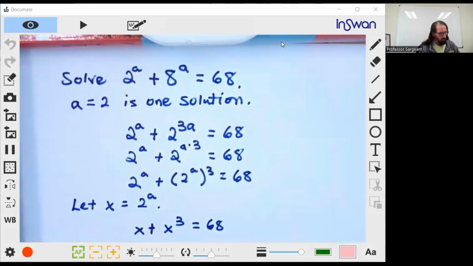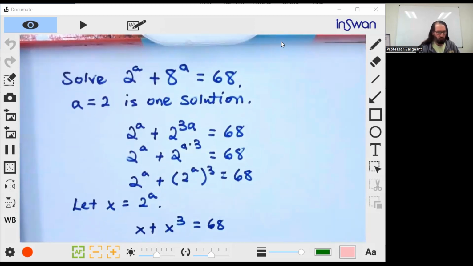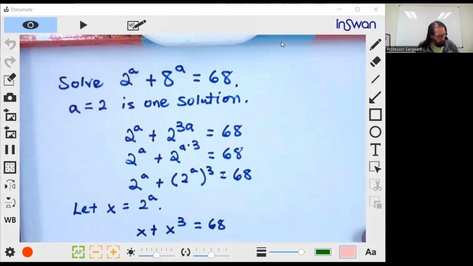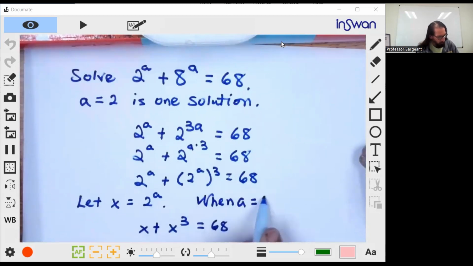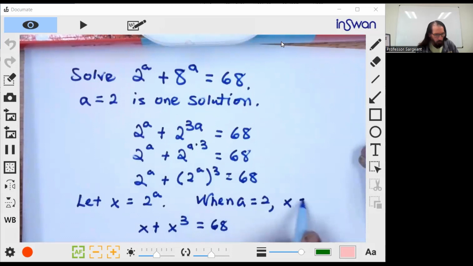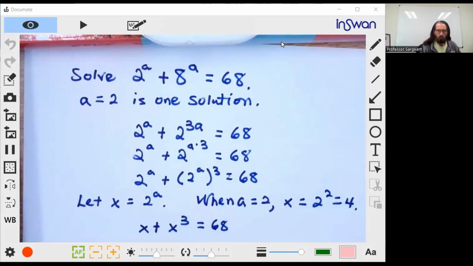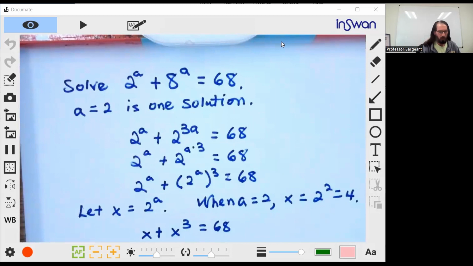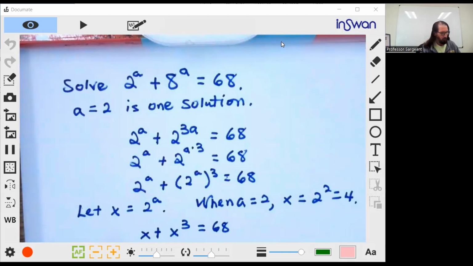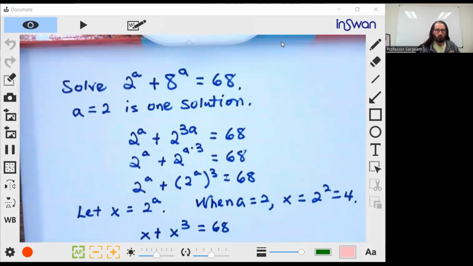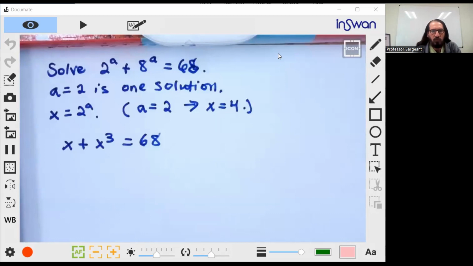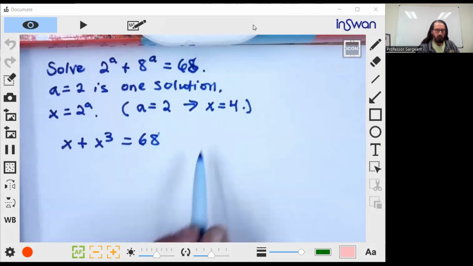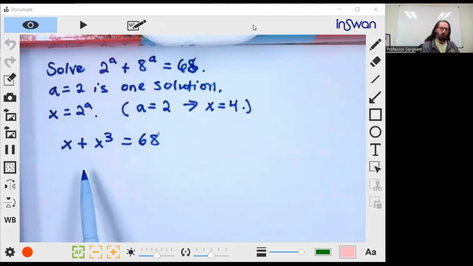Here I'm going to differ with how I show that a equals 2 is one of the solutions. When a equals 2, x equals 2 squared, or 4. So what would be a different way of showing that 4 is the solution of this, without just plugging in, and also gaining additional information? Let's find that out. So I'm not satisfied with leaving it at a equals 2 as a solution to the exponential equation, or similarly, the x equals 4 is a solution to this polynomial equation.